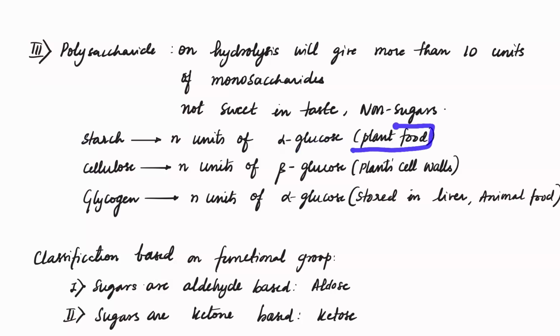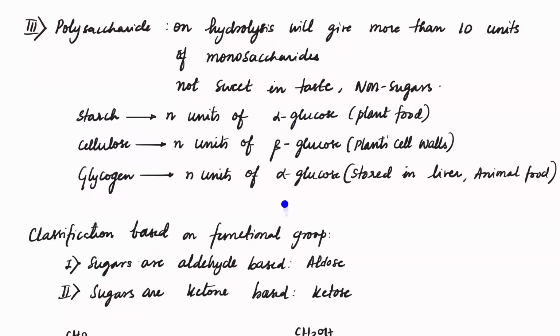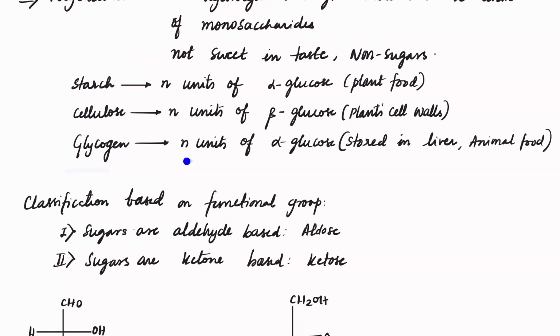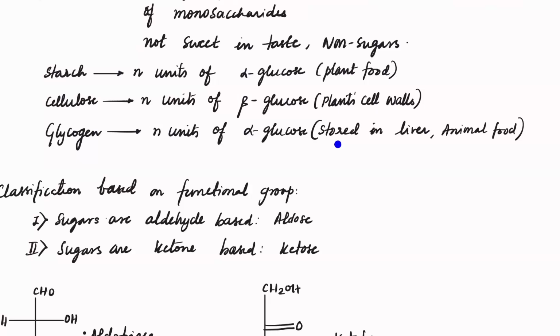Most plant food has energy stored in the form of starch, and they are all made up of glucose. Cellulose is also made up of glucose, but of beta glucose. Most plant cell walls and skins are made up of cellulose. Next is glycogen. Glycogen also has n units of alpha glucose. Mostly this is an animal starch which is stored in the liver and animal food.